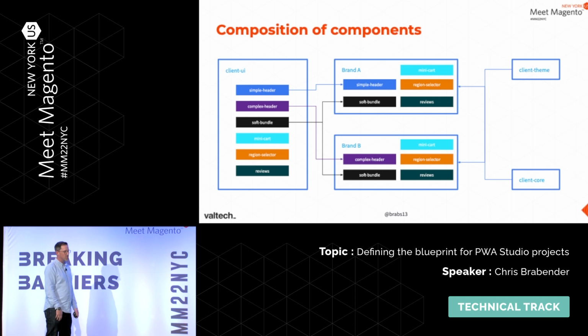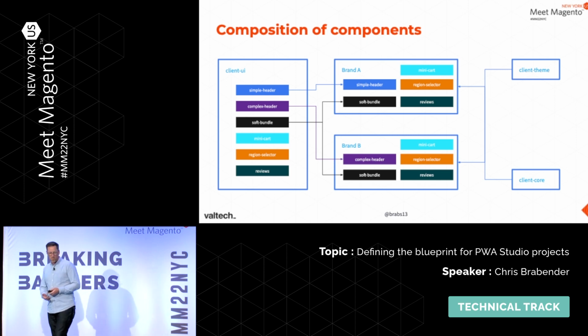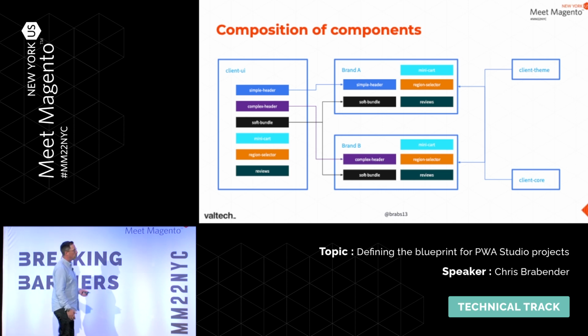And the composition looks something like this. So here we have a client UI library where we have simple versus complex header components. We have soft bundle, like Magento product bundle. We have custom mini cart. We have a custom region selector, and we have custom reviews components as well. And then for brand A, we're going to compose in the simple header, but for brand B, we're going to compose in a complex header. But we're leveraging all of the other same components across those 2 brands. And we're obviously inheriting our theme and core within those 2.